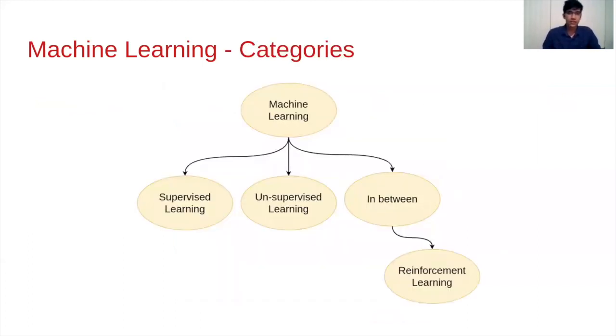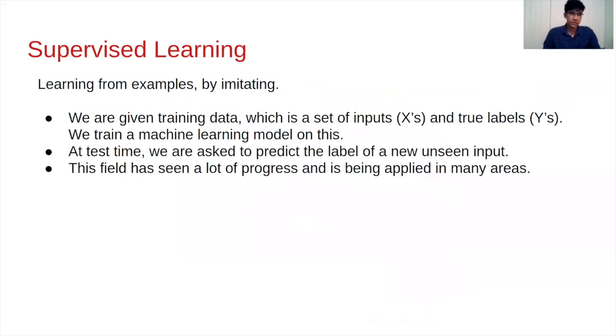So there are a few categories within machine learning. We have supervised learning, unsupervised learning, and then there are things that lie between supervised and unsupervised. Among those things, we are just going to talk about reinforcement learning, which is what is relevant to our paper. So what is supervised learning? Supervised learning is basically learning from examples by imitating. So we are given a training data, which is a set of inputs. Let's call them X, and we are given the true labels, the Y's. And we can then train a machine learning model on this. And at test time, we are asked to predict the label of a new unseen input, a new X.